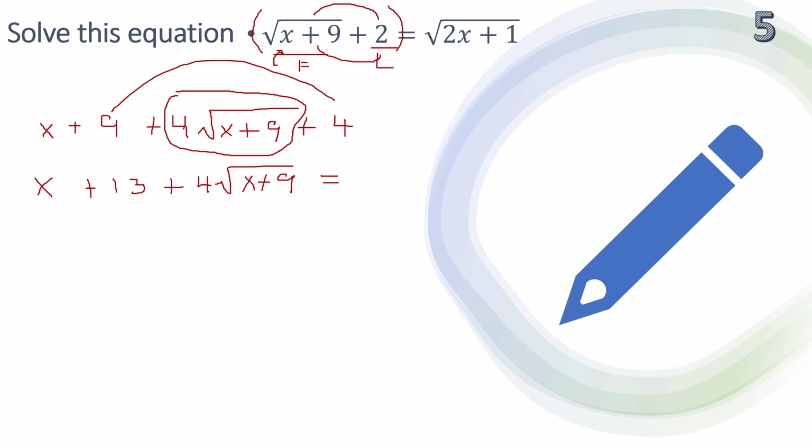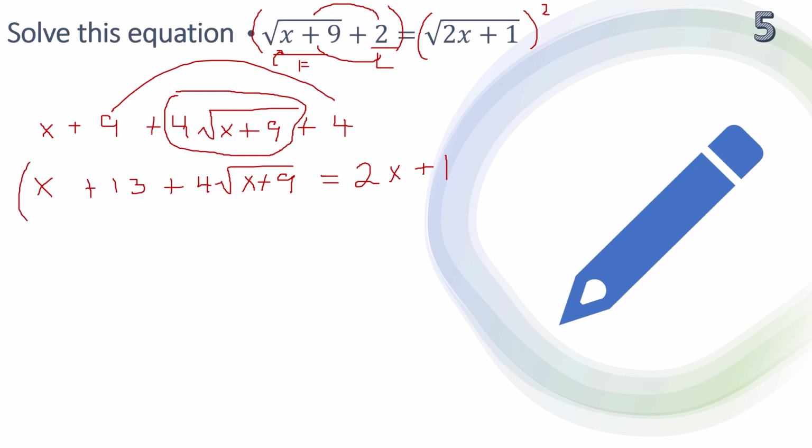equals, and then if I move to the right side, I saved this for last because this one's simple. If you simply square this, the radical drops away and you get 2x plus 1. All right, now it's looking a lot nicer.